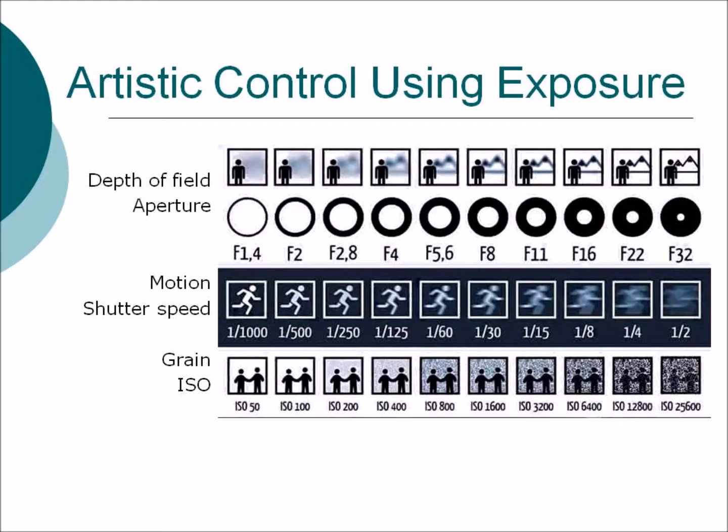When you're looking at your shutter speed, it stops the motion, so the fast shutter speed there with the figure nice and clear, all the way down to they've got actually a half of a second, and you can see that the subject is very blurry. Down here on the bottom, you see the grain factored in with the ISO, and the lower the ISO, nice and clear, all the way up to that really high ISO where it's very grainy.